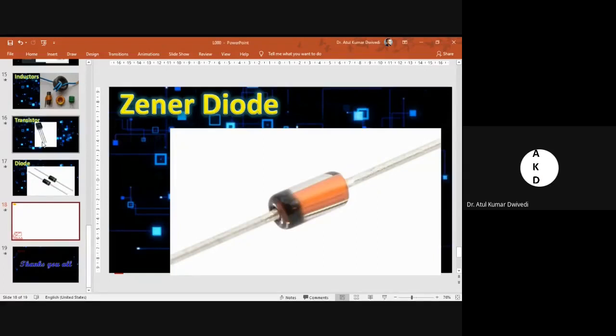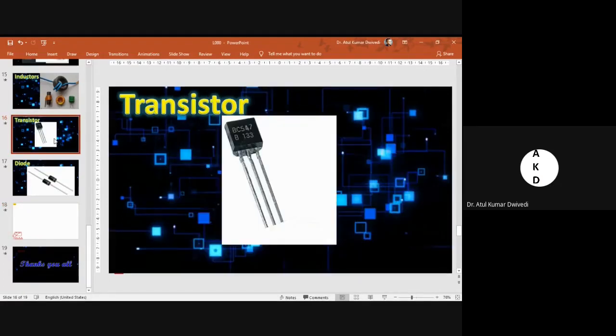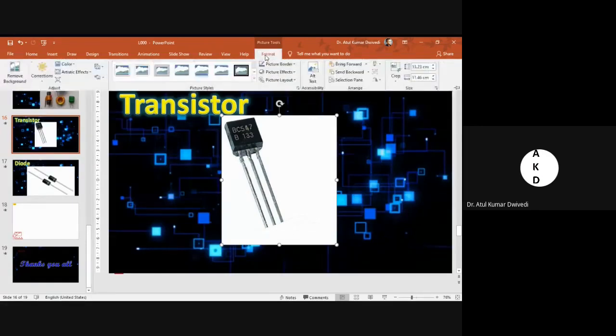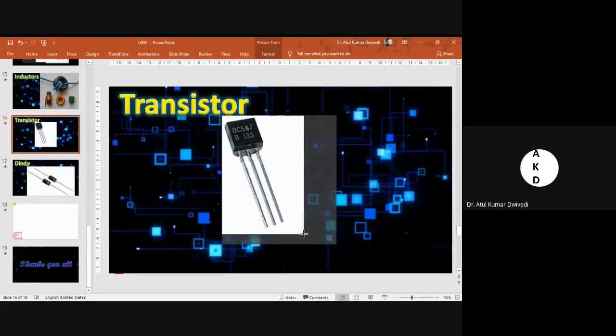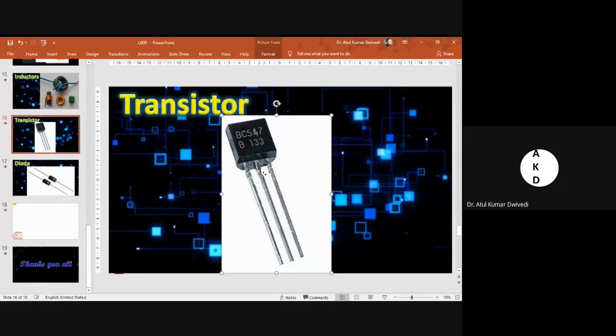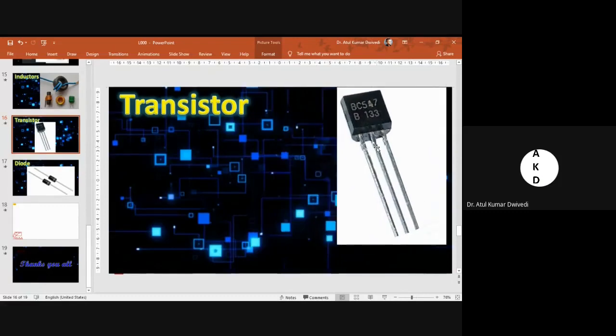Okay, and the other component is this transistor. Is a transistor an active component or a passive component? Active, sir. Why is this active? How do you define active and passive? Transistor is an active component. This is a transistor, this is how a transistor looks.